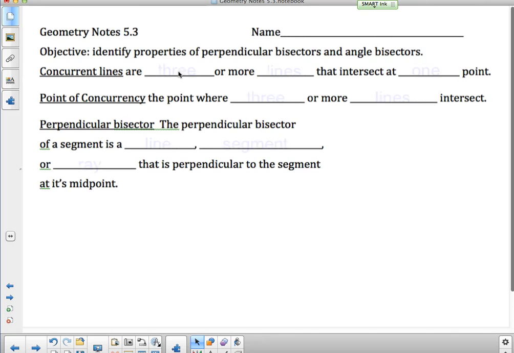Concurrent lines are three or more lines that intersect at one point, okay, at the same time. A point of concurrency is that actual point where those three or more lines come together. The perpendicular bisector of a segment is a line, segment, or ray that is perpendicular to a segment at its midpoint. Now remember, we had that yesterday, and we had it in chapter 1. I'm just redoing that definition because we're seeing it yet again.